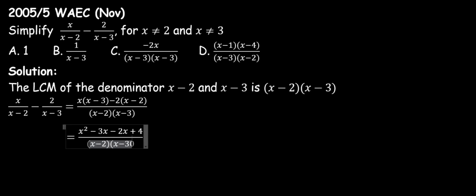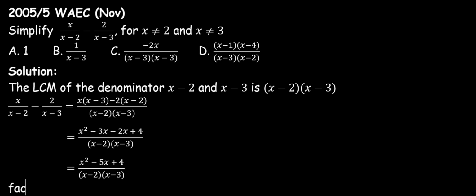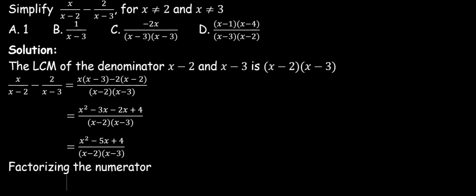Bracket open and close. And the result will be x squared minus 5x plus 4 divided by x minus 2, x minus 3. Bracket open and close. Next, we factorize the numerator. The quadratic expression there, we will look for factors of plus 4 that will give us minus 5. And those factors are minus 1 and minus 4.